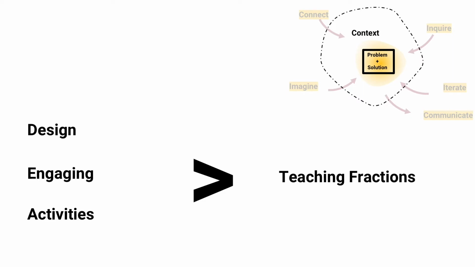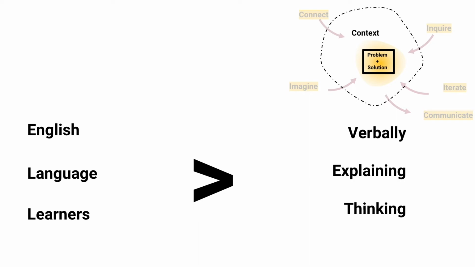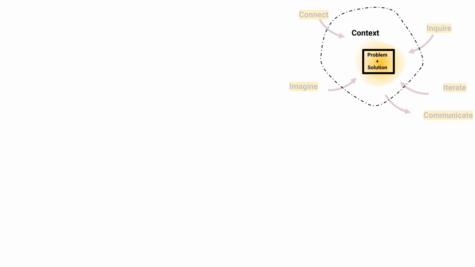On the other hand, if the classroom has several English language learners who need to practice academic vocabulary, we may choose to frame the problem differently, maybe as a unit that supports students in verbally explaining their thinking about adding fractions. Now that we have an understanding of the context and we've put a frame around the problem, it's time to act. Action can take many different shapes and forms.